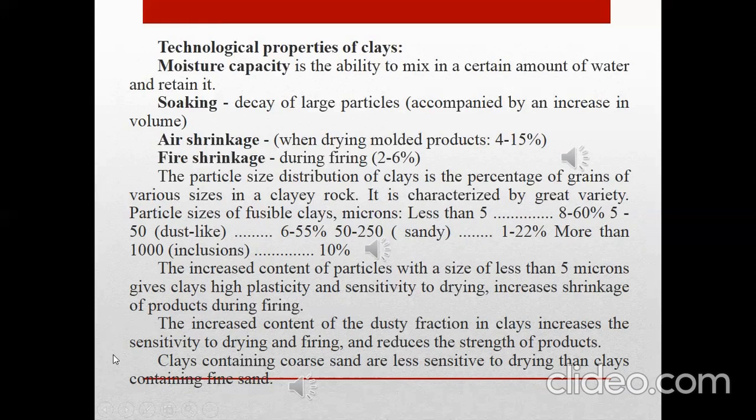The increased content of particles with a size of less than 5 microns gives clays high plasticity and sensitivity to drying, and increases shrinkage of products during firing. The increased content of the dusty fraction in clays increases the sensitivity to drying and firing, and reduces the strength of products. Clays containing coarse sand are less sensitive to drying than clays containing fine sand.